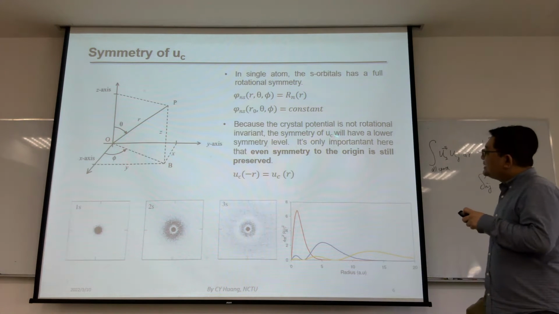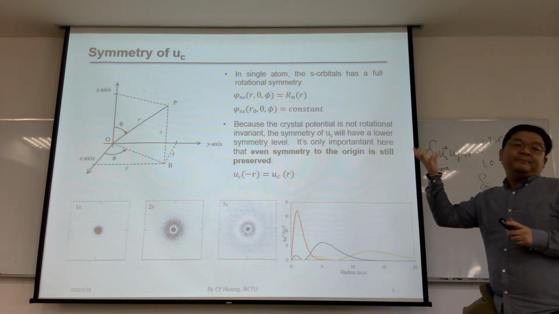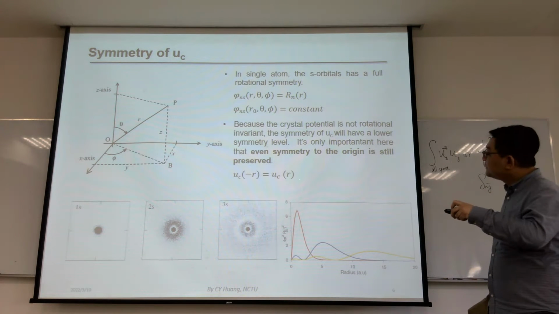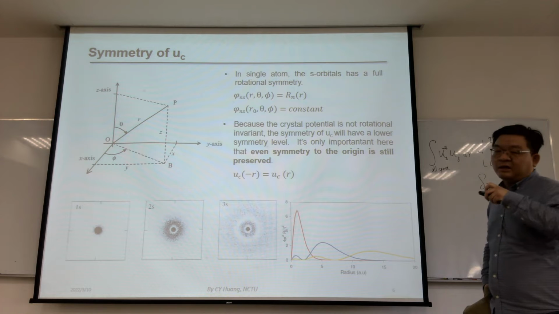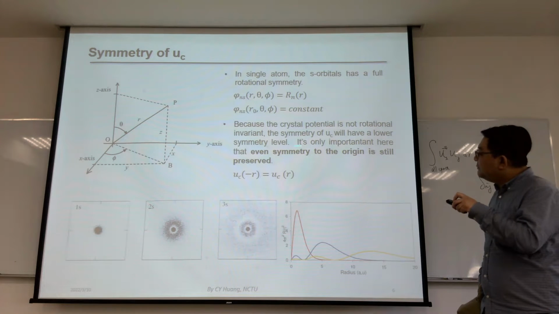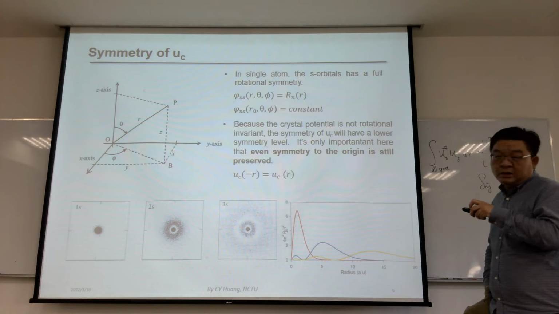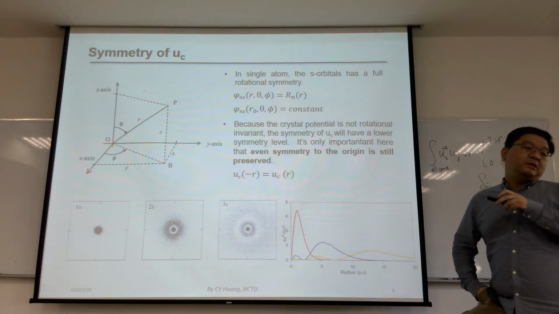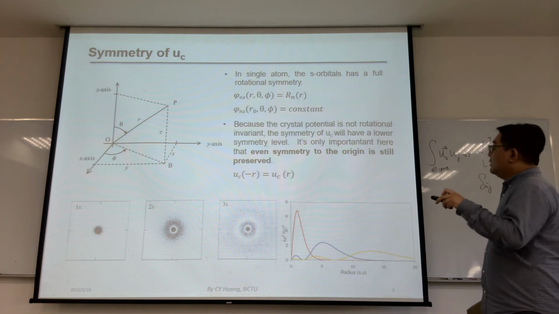And for UC, because you are in the lattice, it is no longer spherically symmetric. But the lattice has an inversion symmetry because it is translational. That means if you see the wave function from R and from minus R, it should be the same. So you have even symmetry about the origin. That means this is an even function. If you put R into the equation, it will be the same as if you put minus R. Okay, this is one important property of the conduction band orbitals.